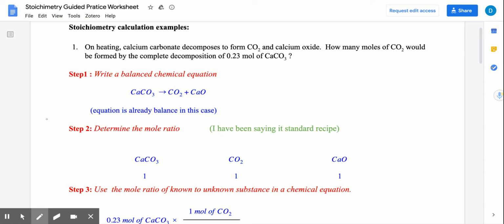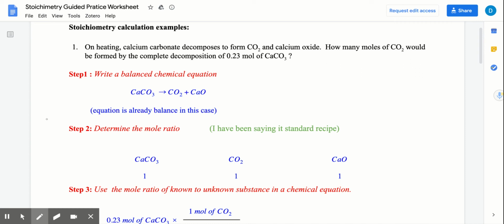In this case, on heating, calcium carbonate decomposes to form carbon dioxide and calcium oxide. How many moles of carbon dioxide would be formed by complete decomposition of 0.23 moles of calcium carbonate? So for any stoichiometric calculation, you'll begin by writing a balanced chemical equation.